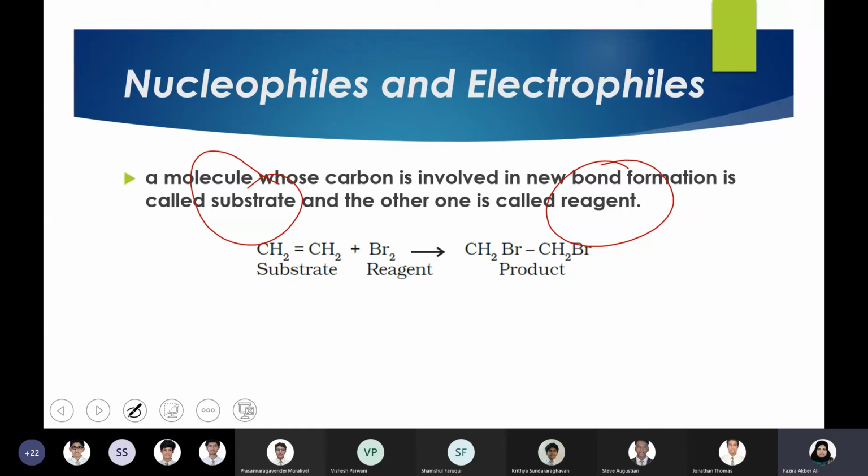Because in order to define a nucleophile and electrophile, you need to know what a reagent is. So nucleophiles and electrophiles are reagents. They are the ones which are added to a reactive site. In them, no reaction takes place themselves. Instead, they are bringing some reaction to the other material. Okay, so nucleophiles and electrophiles are reagents.